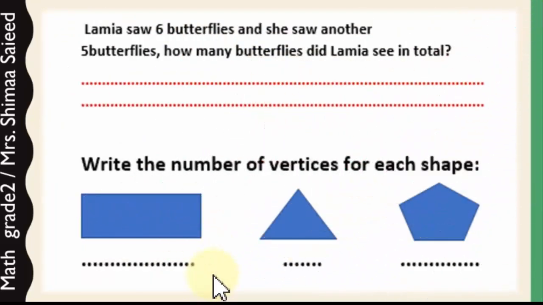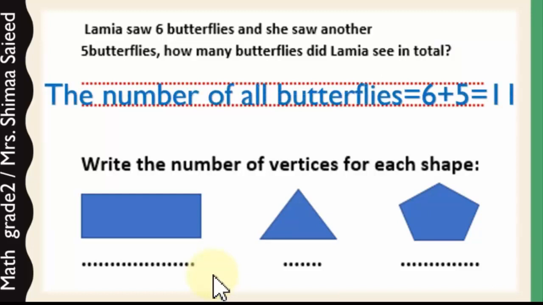Lamia saw 6 butterflies and she saw another 5 butterflies. How many butterflies did Lamia see in total? The number of all butterflies that Lamia saw is 6 plus 5 equals 11.